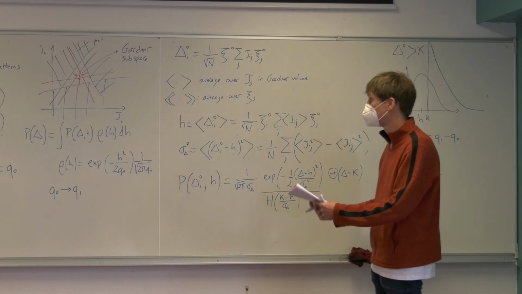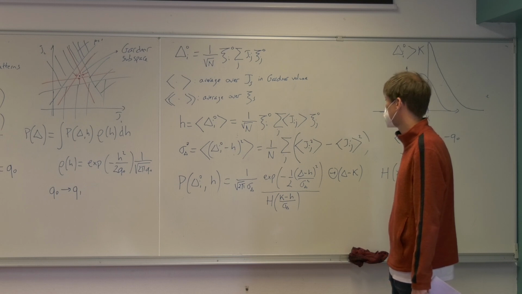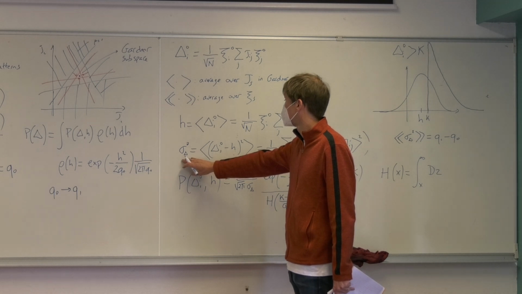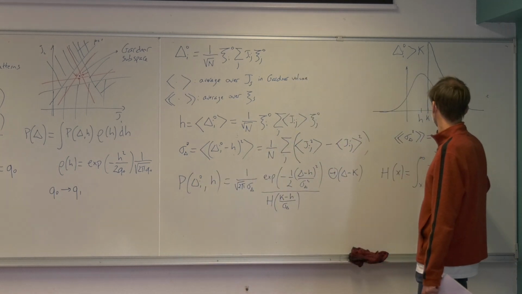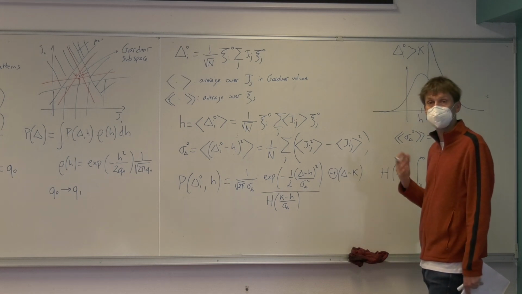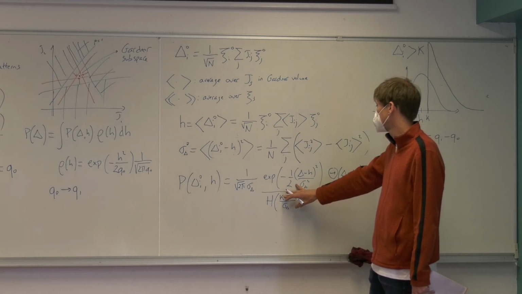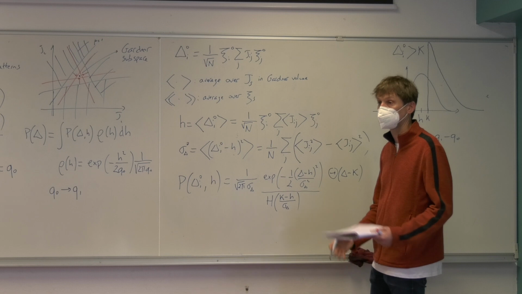And then things simplify. The reason is that the variance sigma delta square, which is proportional to Q1 minus Q0, goes to 0. And so we see that these Gaussians tend to delta functions.